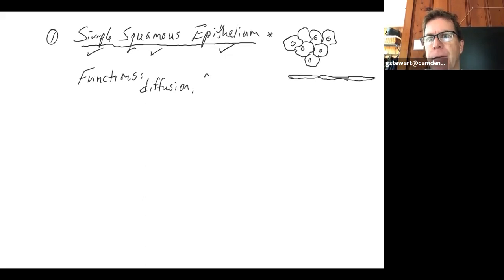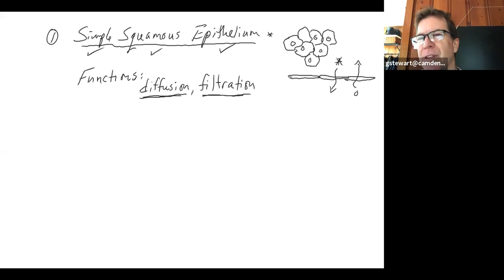Diffusion and filtration. These are almost the same thing. What both of these words basically refer to is the movement of something from this side of the tissue to this side. Because simple squamous epithelium is so thin, it's so paper thin, it's actually even thinner than paper, things easily move from one side of this tissue to the other through the process of diffusion or filtration.